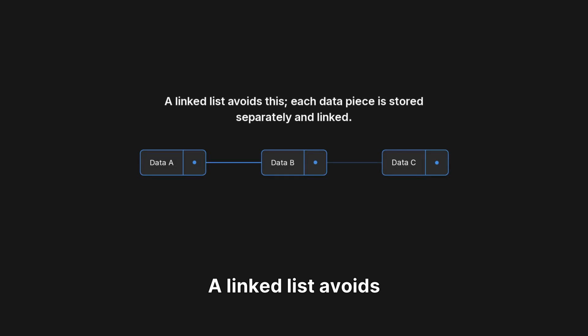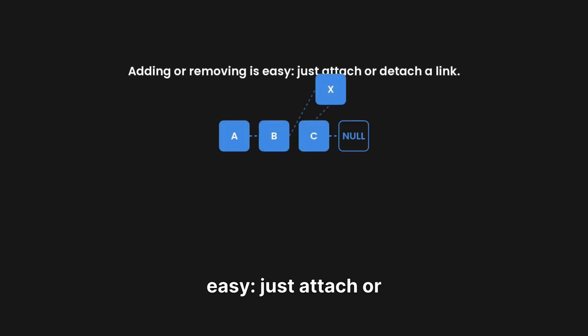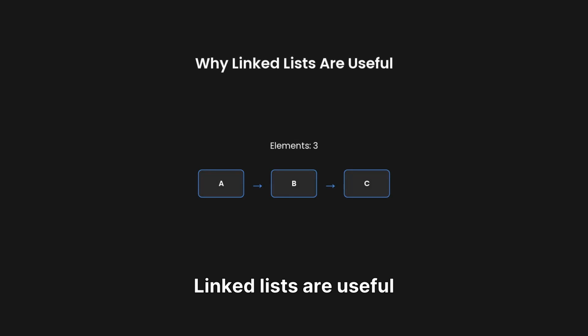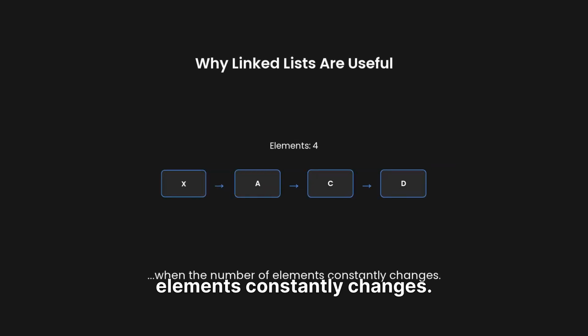A linked list avoids this. Each data piece is stored separately and linked. Adding or removing is easy. Just attach or detach a link. No rearranging is needed. Linked lists are useful when the number of elements constantly changes.